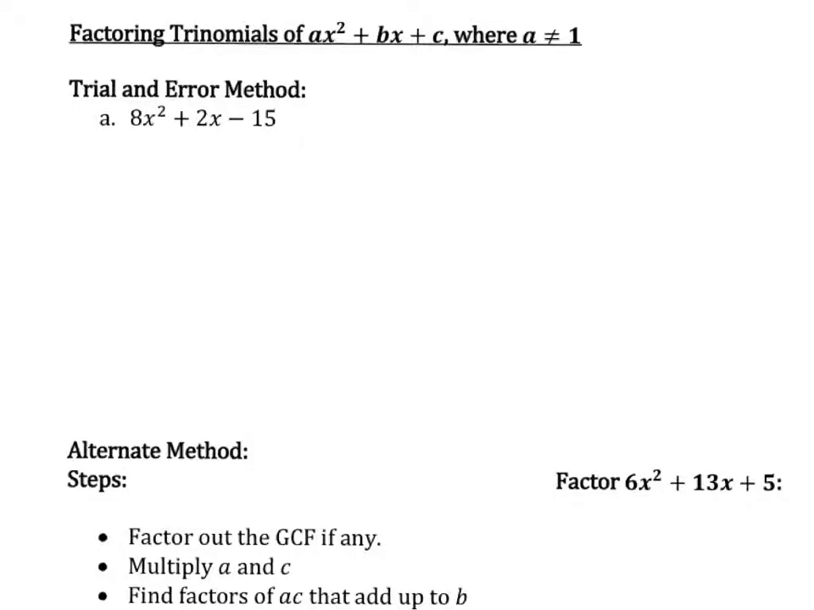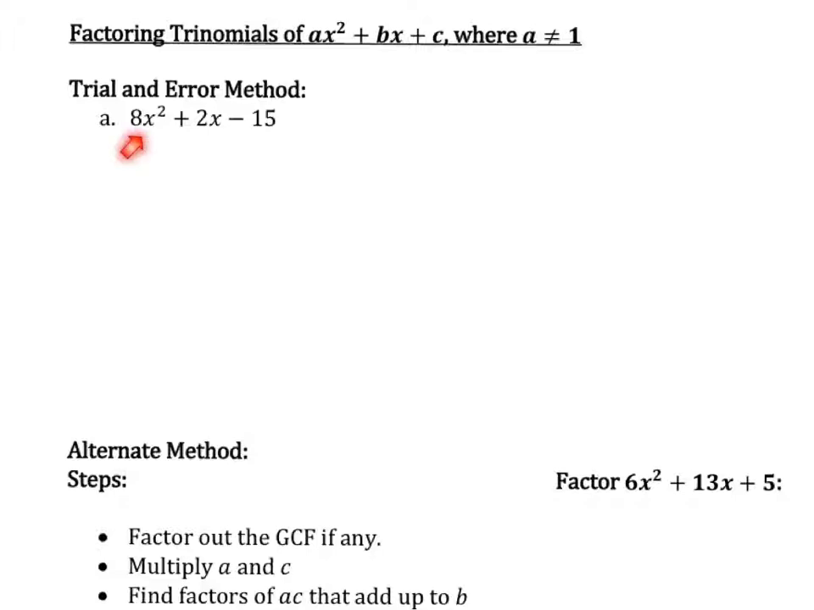In this video, we're going to talk about factoring trinomials of the form ax squared plus bx plus c, where a does not equal 1. That means that we're going to have a number other than 1 as our leading coefficient. And so there's basically two methods or two ways that we can do this. The first method, I'm just going to call it the trial and error method. And this is where we just pretty much try things.